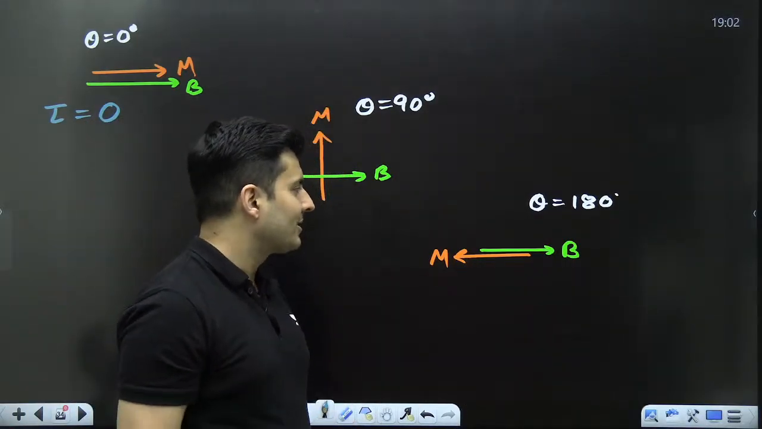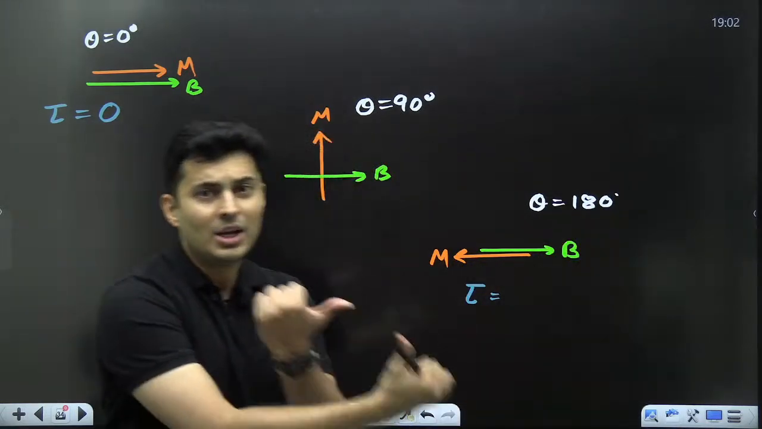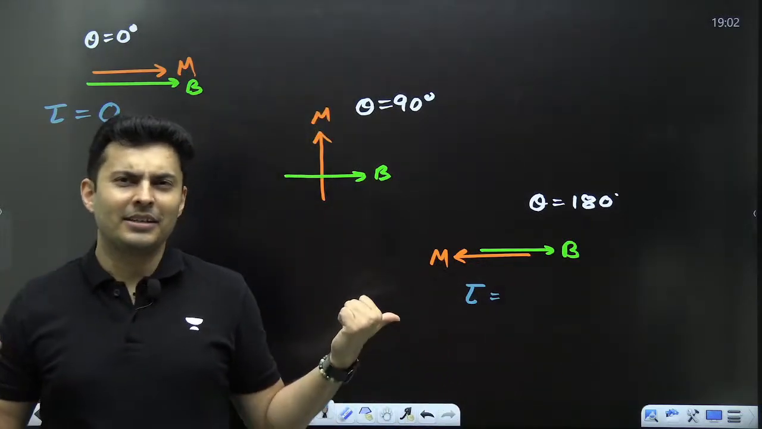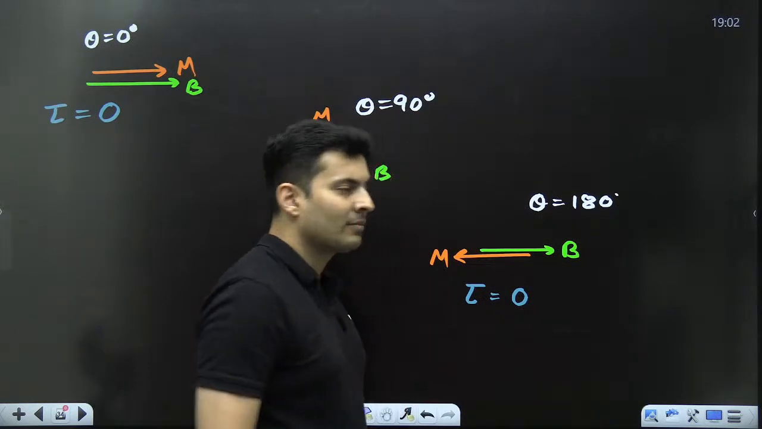Okay, what about this? What will be the torque in this situation when the angle is 180, when the magnetic moment is opposite to the external field? Again, sine 180 is zero. So this will also be zero. Very good.